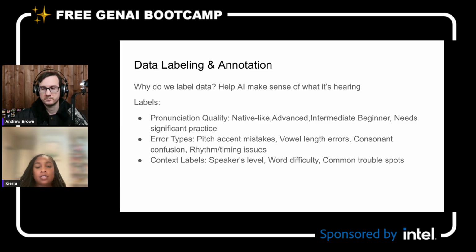The real impact of this quality control becomes clear when you see how the AI responds to new students. Instead of just saying "incorrect pronunciation," it can provide specific, actionable feedback like "your pitch rises too sharply on the second syllable," or "try shortening the vowel sound slightly." And that's our advanced version of our pronunciation app.